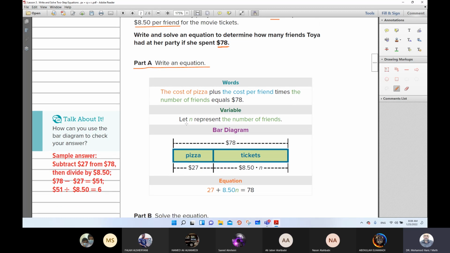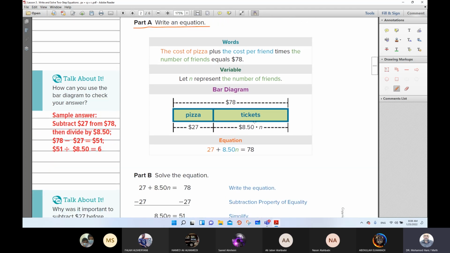So, let n represent the number of friends. Unknown number here, number of friends. So we have pizza 27 and tickets 8.50 times the number of friends. The total will be 78. So the equation will be 27 plus 8.50 times the number of friends equals the total spent, 78.